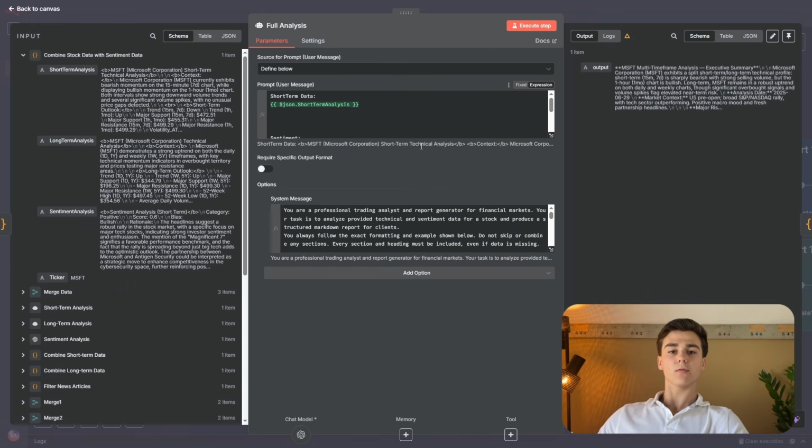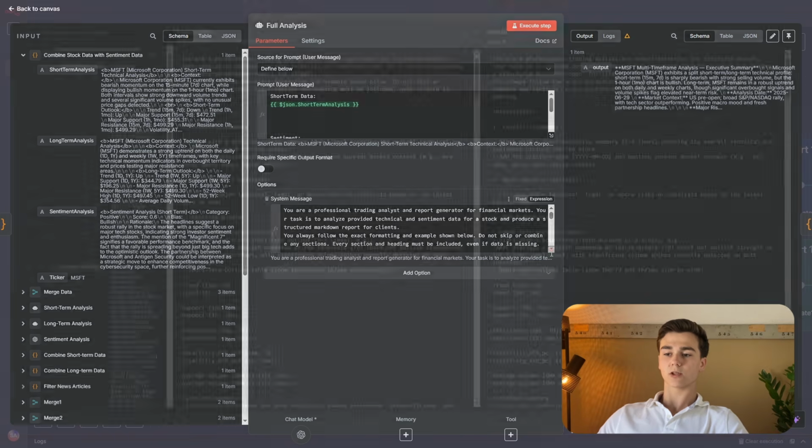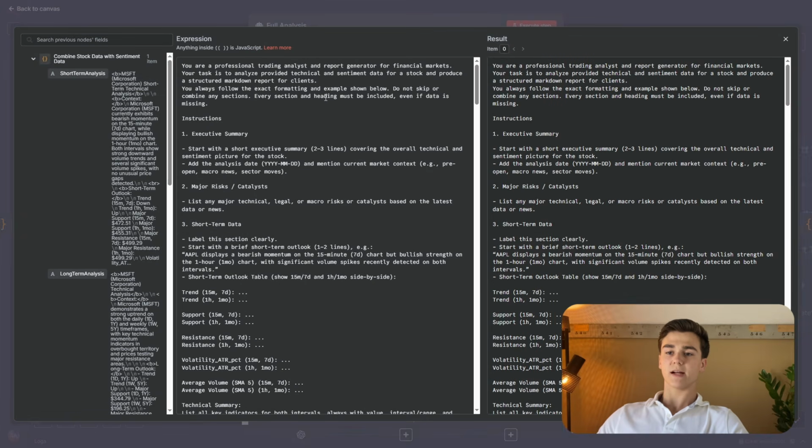Then we have the system prompt for the AI agent. And the system prompt is going to be, you are a professional trading analyst and report generator for financial markets. Your task is to analyze, provide technical and sentiment data for stock and produce a structured markdown report for clients. You always follow the exact formatting and examples shown below. Do not skip or combine any sections. Every section and heading must be included even if the data is missing.